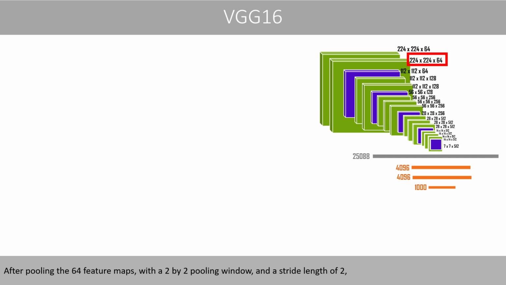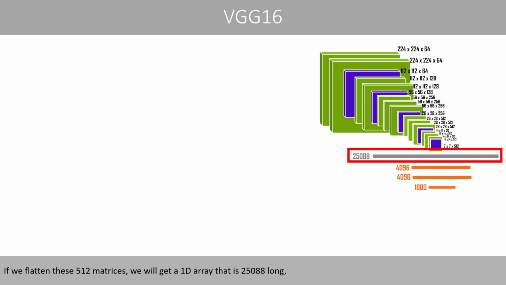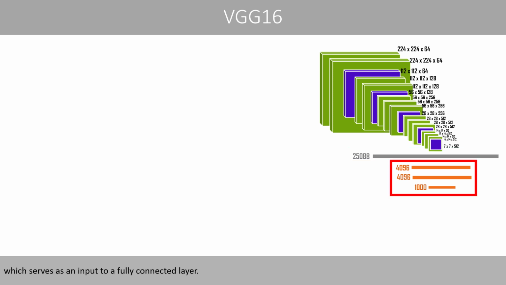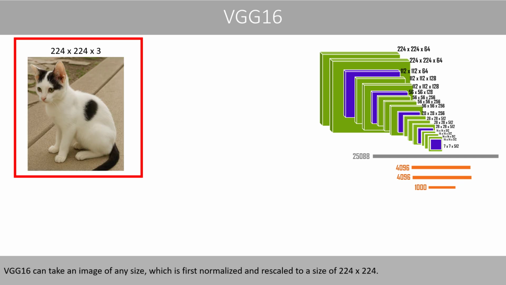After pooling the 64 feature maps, with a 2x2 pooling window and a stride length of 2, the size of the matrices will be reduced by 50%. The size of the final 512 matrices will be 7 by 7. If we flatten these 512 matrices, we'll get a one-dimensional array that is 25,088 long, which serves as an input to a fully connected layer. The output layer has 1000 nodes, because the network was trained on the ImageNet dataset, which has 1000 categories.